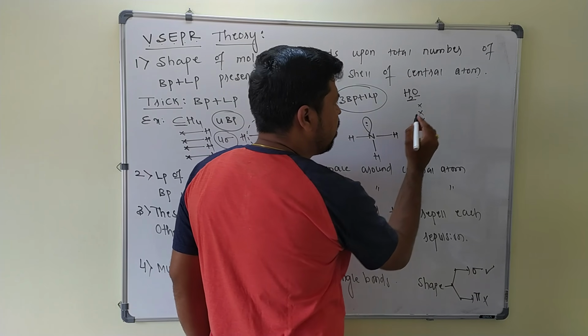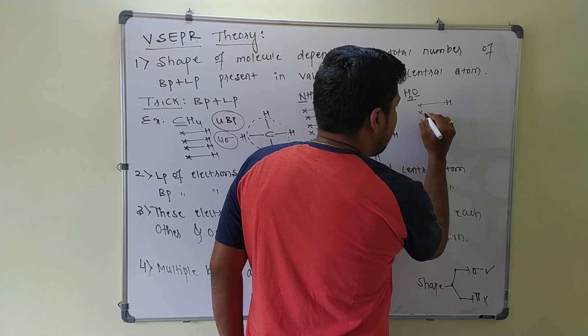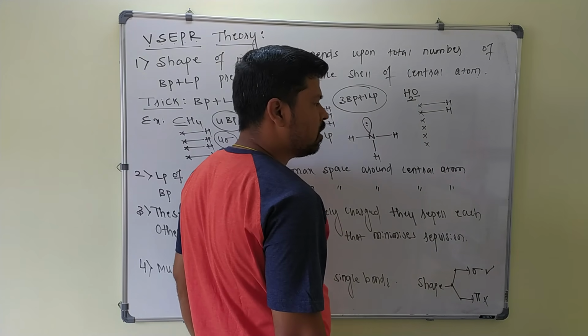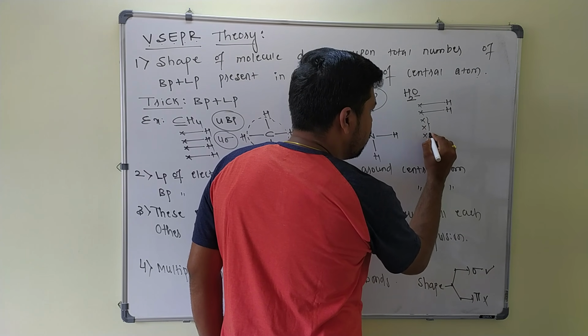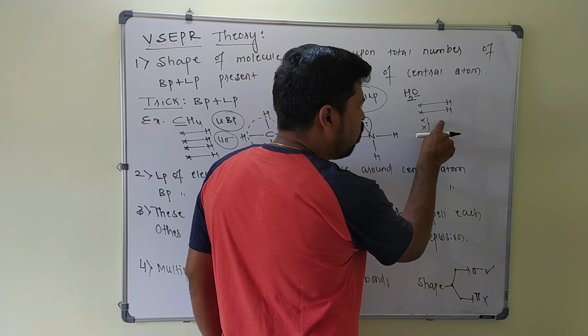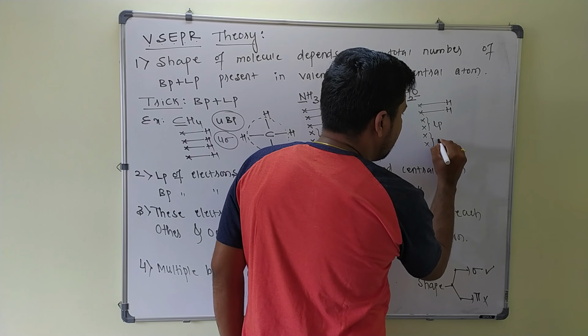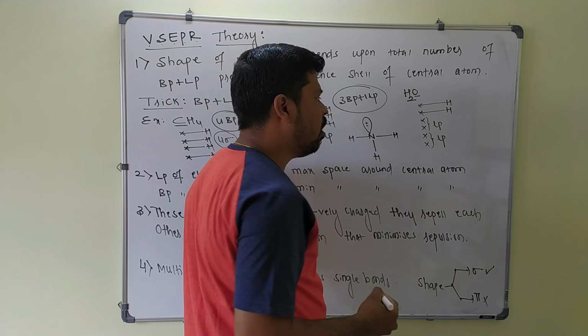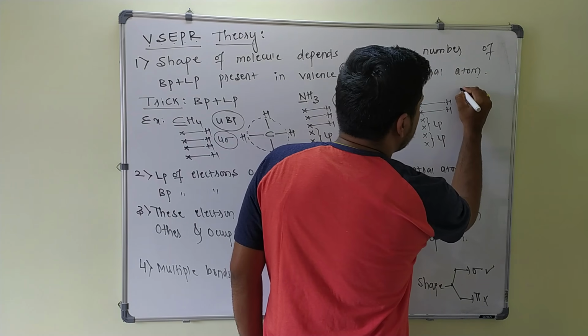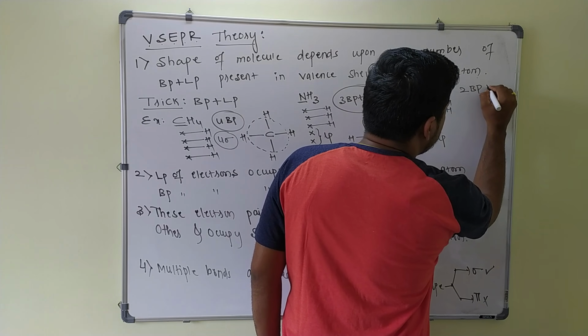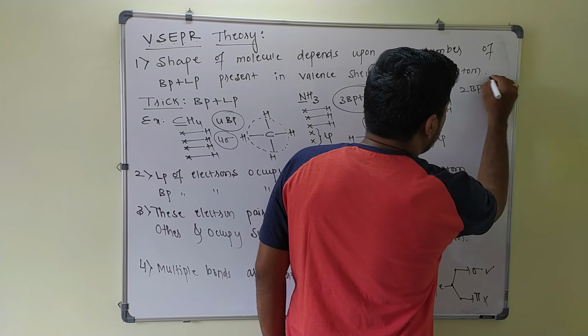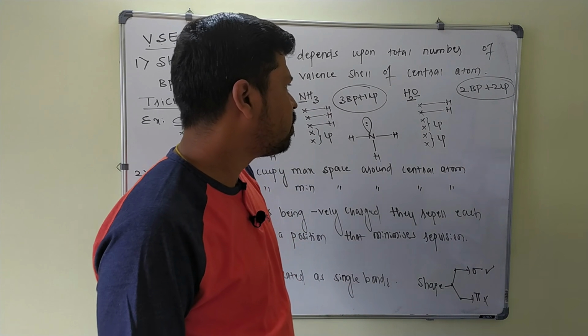Out of 6 valence electrons, 2 electrons are utilized for the bond formation with hydrogen. The remaining 4 electrons form lone pairs: these 2 electrons are 1 lone pair, and these 2 electrons are another lone pair. In total, how many electron pairs are there here? It has 2 bond pairs plus 2 lone pairs of electrons on the oxygen.